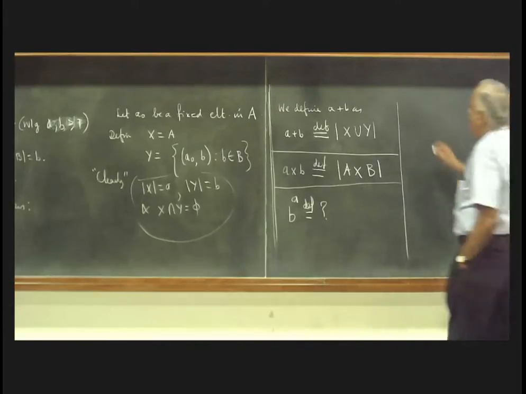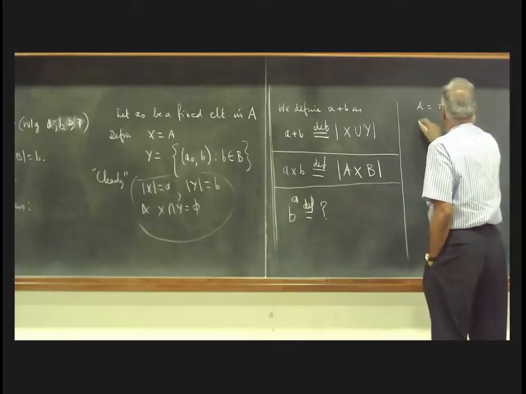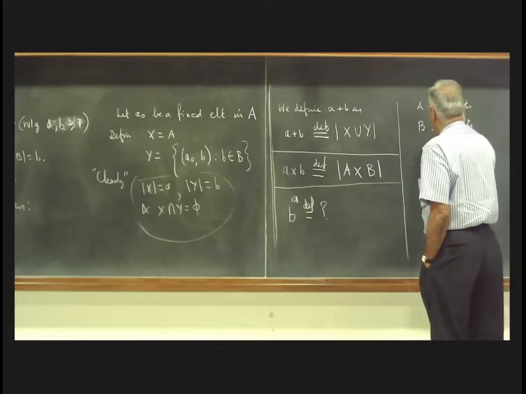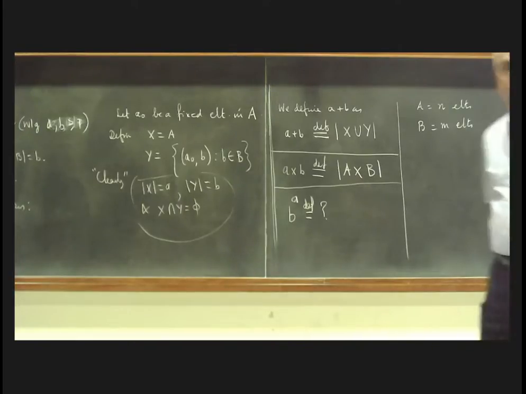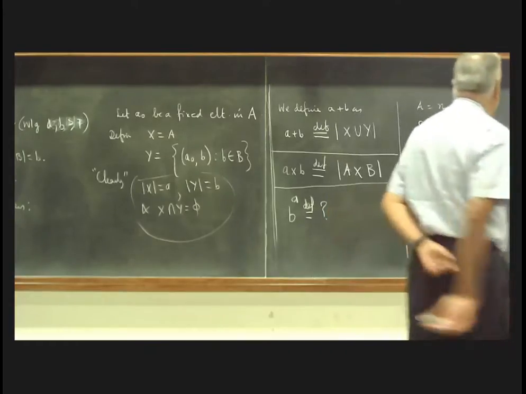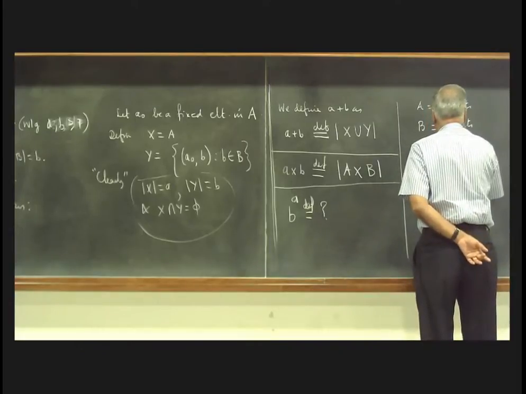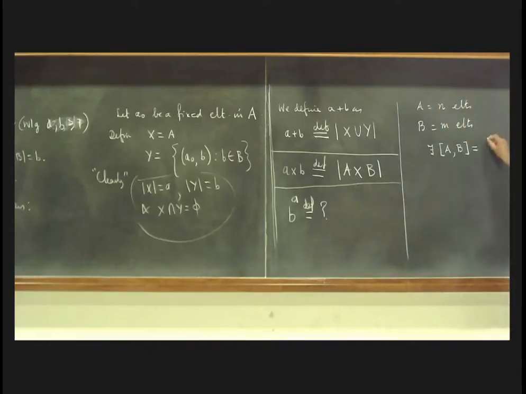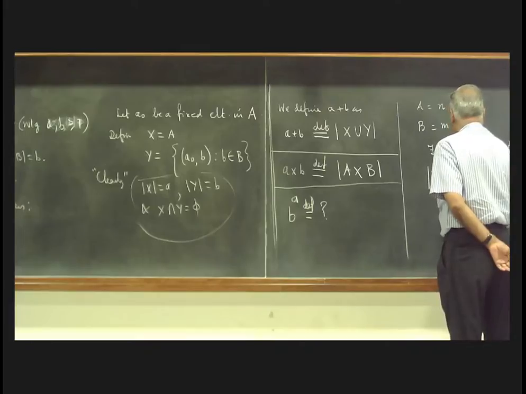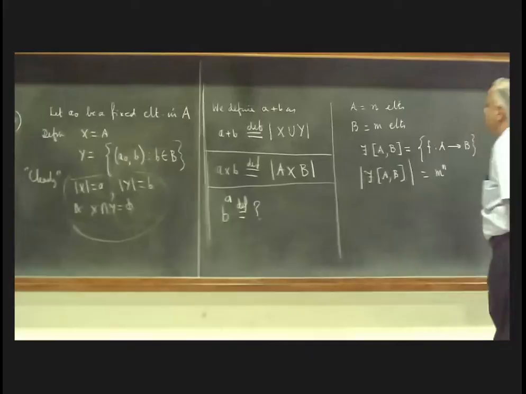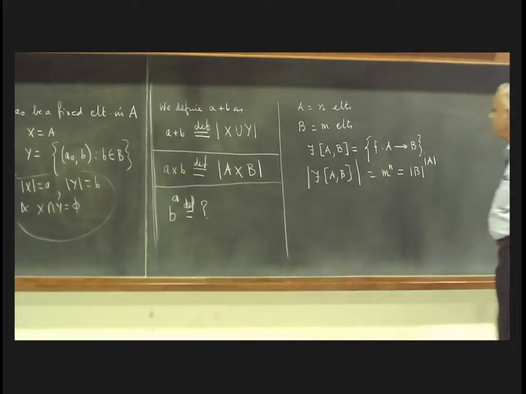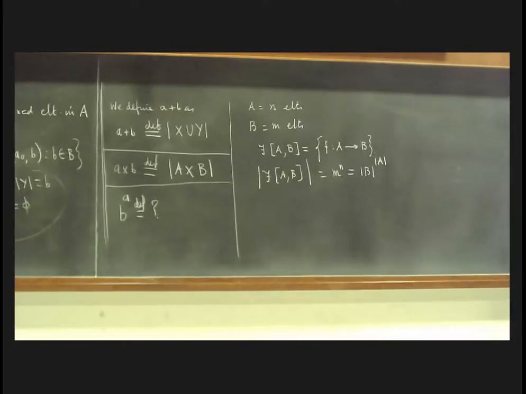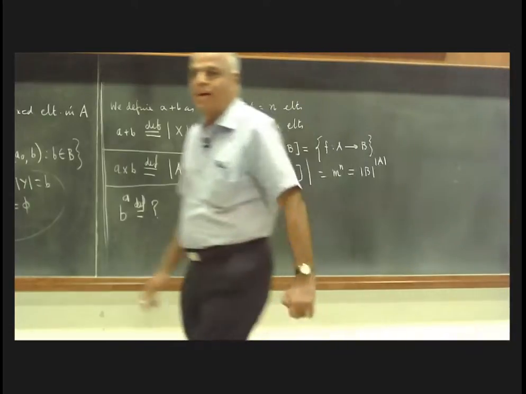Suppose I have a set A with n elements and B with m elements, and I look at functions from A to B. How many functions will be there? m power n. So now I am going to look at this notation. F(A,B) is the set of all functions from A to B, and as I said, the total number of functions is m power n, where m is the cardinality of B and n is the cardinality of A.